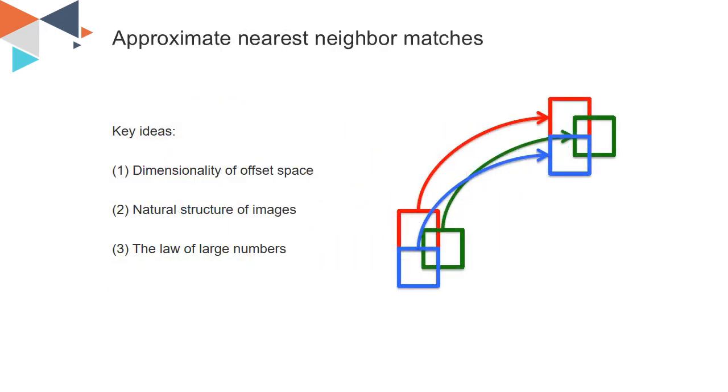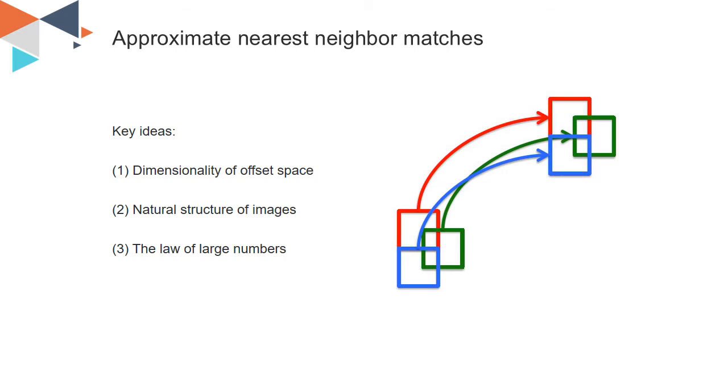The new algorithm relies on three key insights: the dimensionality of the patch space, the image's natural structure, and the law of large numbers. The dimensionality of the patch space is large, but it is sparsely populated. The new algorithm takes advantage of this idea to search in a 2D space of possible patch offsets instead of searching in the whole space.